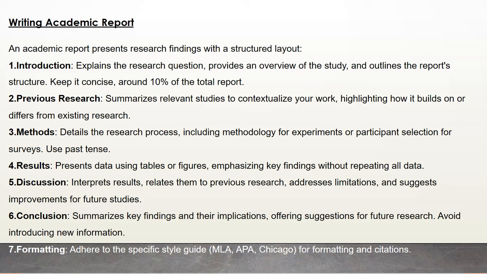And the third one is method. It details the research process, including methodology for experiments or participant selection for surveys. And you have to use past tense. Here in the method, which type of methodology did you use? For example, an experiment or survey method or some kind of case study, or what kind of participants did you select for this study? All these things are discussed in the method section. And here you have to explain it in past tense. You have to note down that methodology is always expressed in past tense.